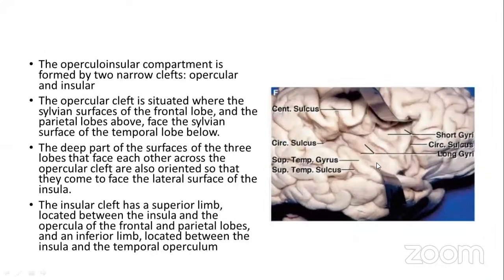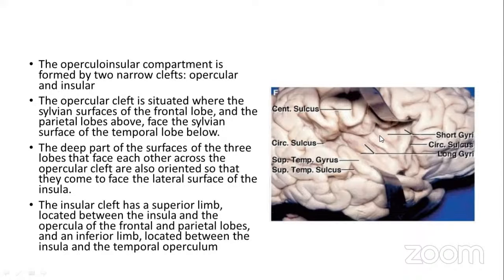So next part is the operculoinsular compartment, which is formed by two narrow clefts, the opercular and the insular clefts. The opercular cleft is situated where the Sylvian surfaces of the frontal and parietal lobes face the Sylvian surface of the temporal lobe. So we have retracted the Sylvian surface of the frontal as well as the parietal lobes in order to expose the operculoinsular compartment.